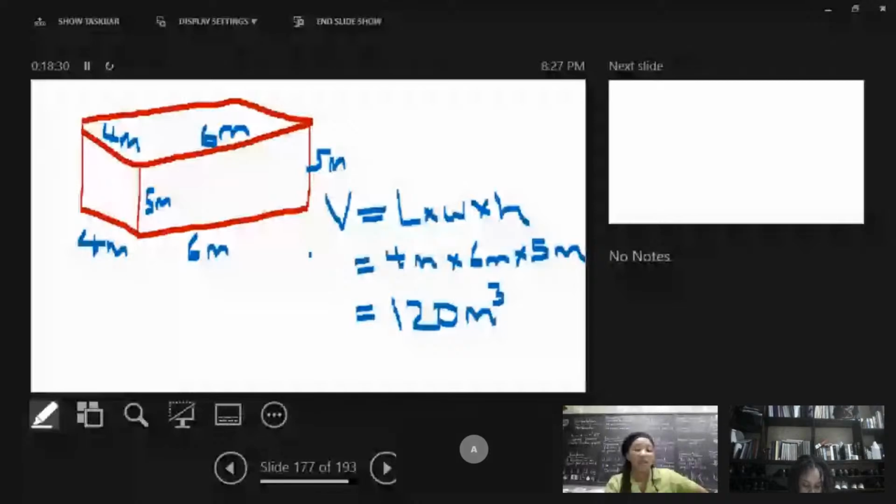So that's it for the cuboid. All we need to find the volume of the cuboid is the length, the width, and the height, and we multiply them. And remember, the unit is cubic units. Whatever is in meters is meters cubed, centimeters is centimeters cubed.